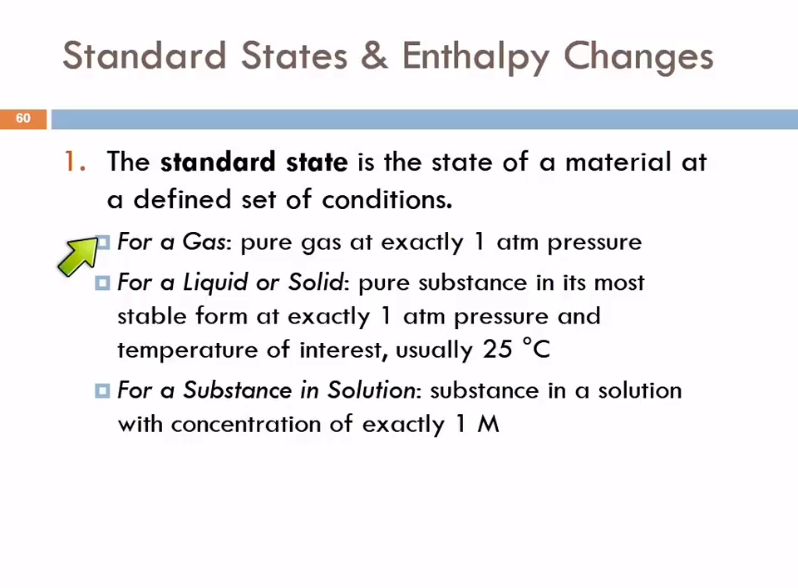If the element in question is a gas, the standard state is the pure gas at exactly 1 atmosphere of pressure. If it's a liquid or a solid, it's the pure substance in its most stable form at 1 atmosphere of pressure and the temperature of interest, usually 25 degrees Celsius. But you can find tables that will give these heats of formation or standards for other temperatures as well. For a substance in solution, it's a concentration of 1 molar.